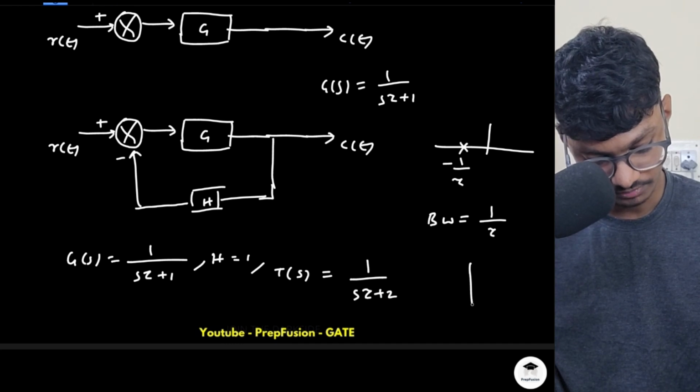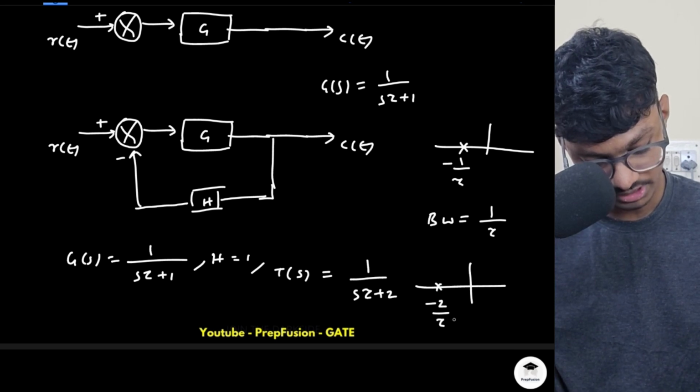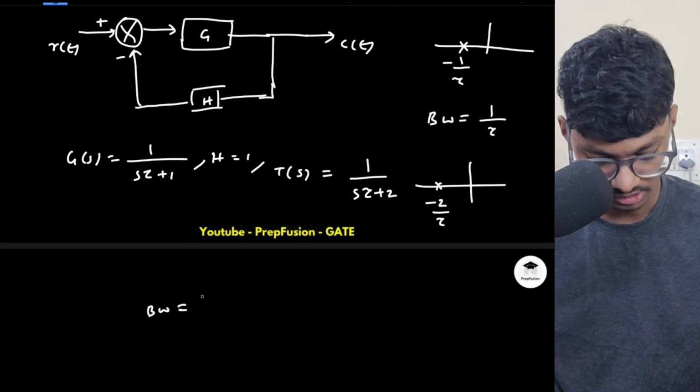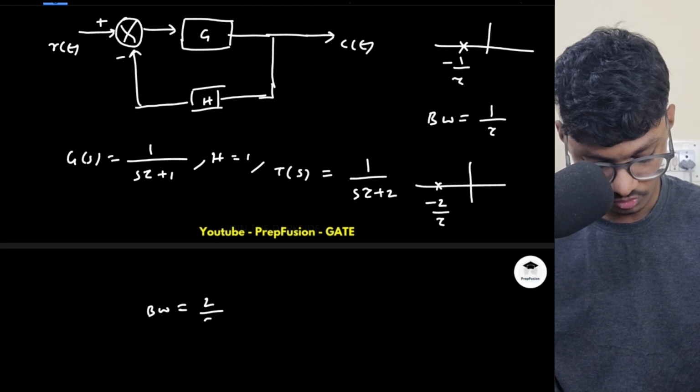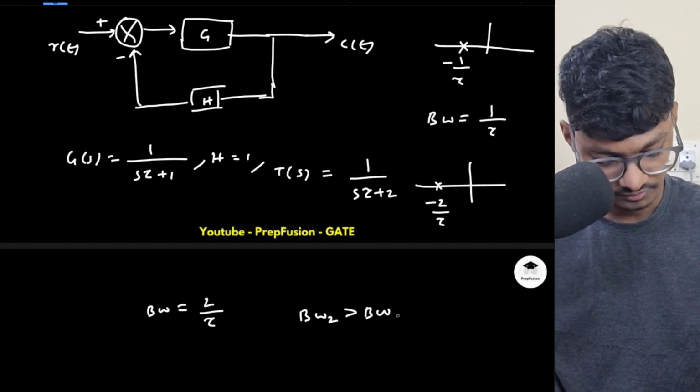So here, what do I observe? I observe that the pole has now shifted more towards the left, that is minus 2 upon tau. What is the bandwidth? Bandwidth will simply be the magnitude of the pole, so it is simply 2 upon tau. So bandwidth has increased from the previous case.